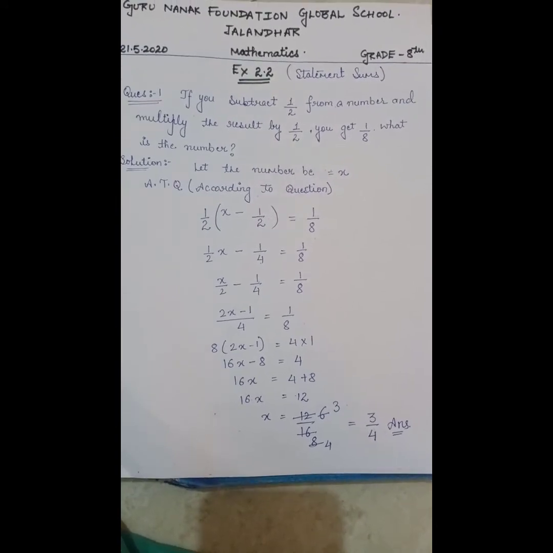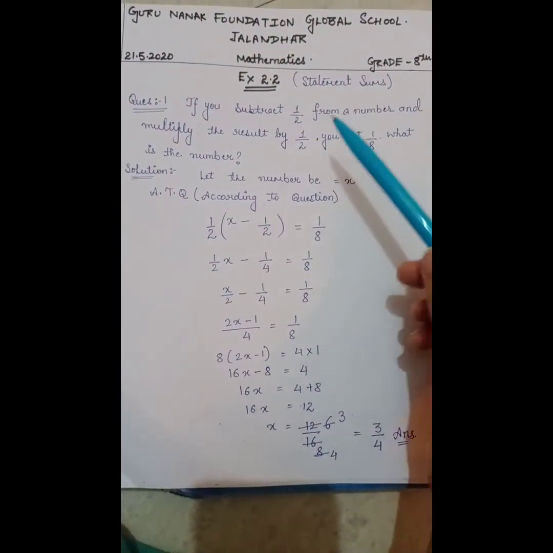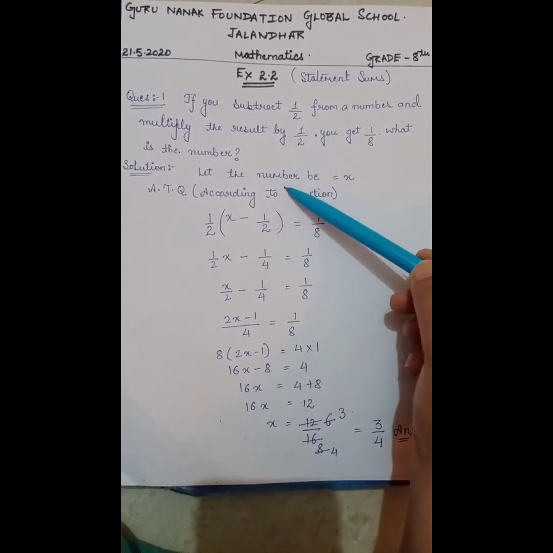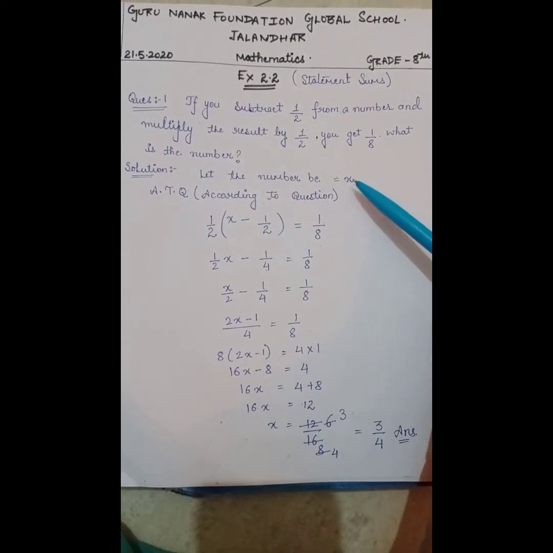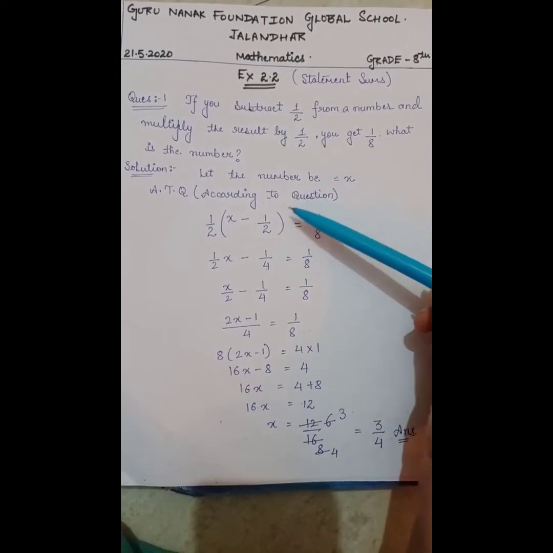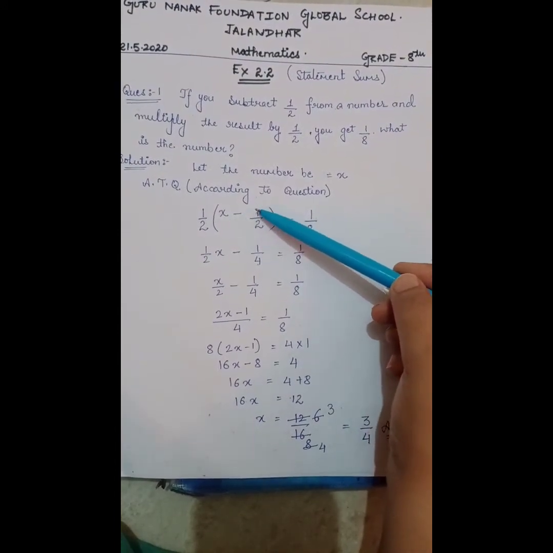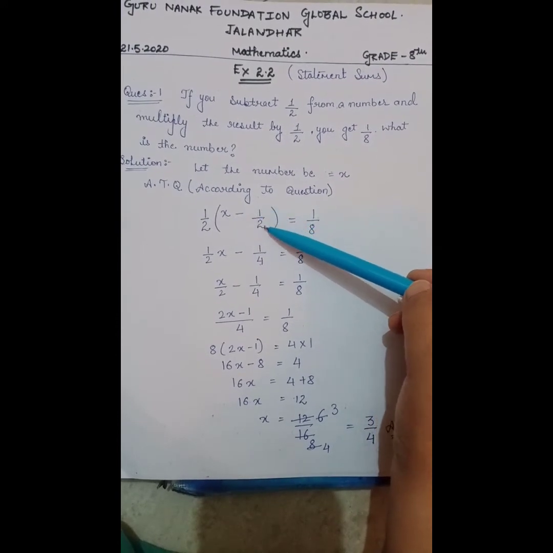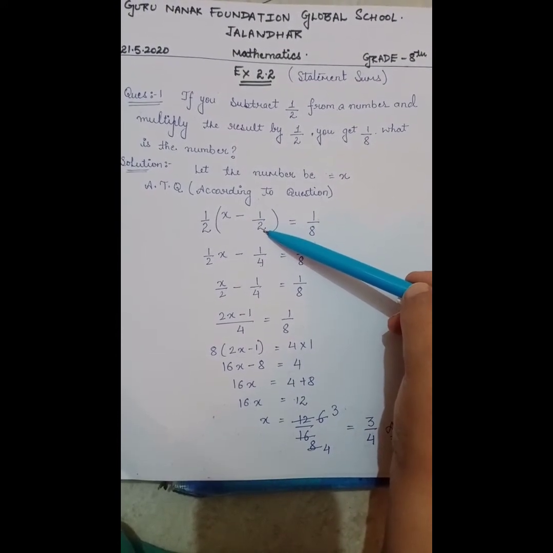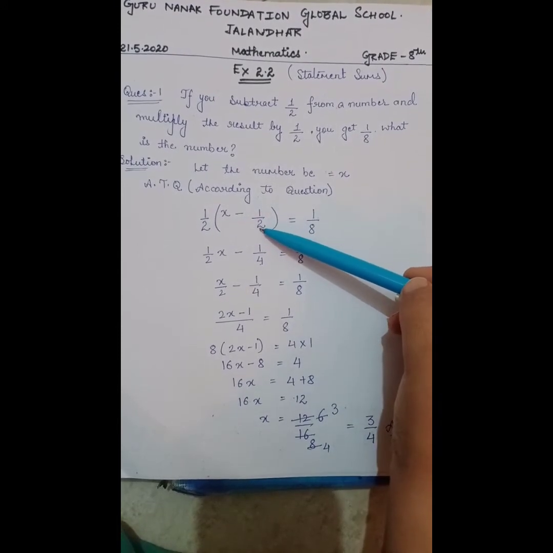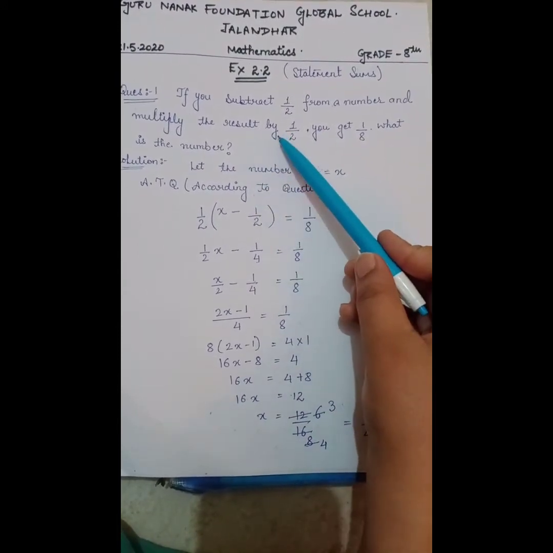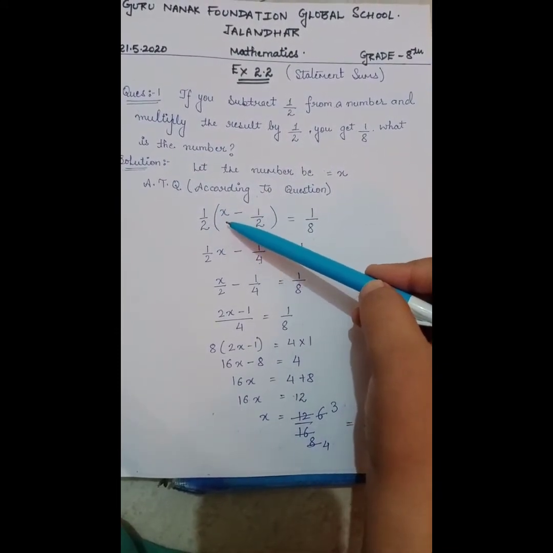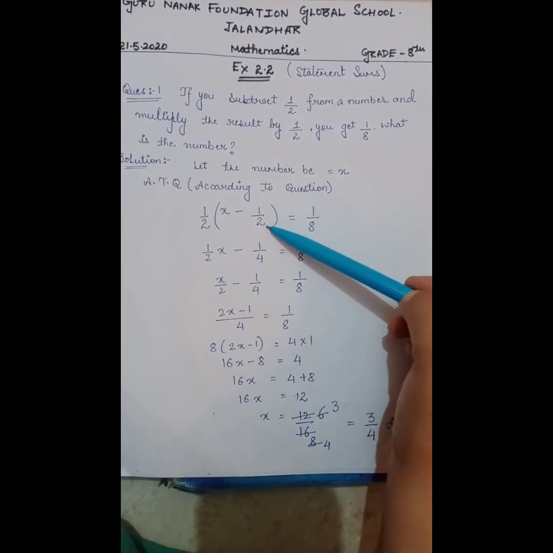After that, according to the question, let's go through the statement. If you subtract 1/2 from a number, what is the number? We don't know. That is x. But according to the question, if you subtract 1/2 from a number, x minus 1/2, whatever the result is, multiply the result by 1/2. So you have to multiply 1/2 by (x minus 1/2).